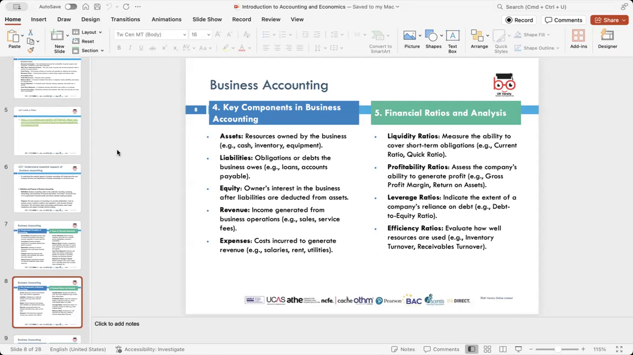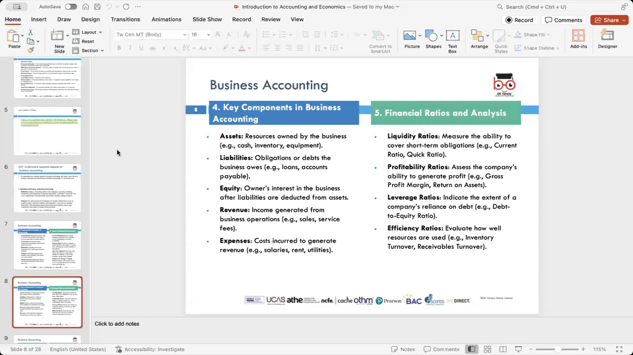Okay, every business has assets, which are resources owned by the company. These include cash, inventory, property, and equipment. Liabilities, which are financial obligations such as loans, accounts payable, and other debts. Equity or capital represents the owner's interest in the business after deducting liabilities from assets. It reflects the value of the company and belongs to its shareholders or owners.